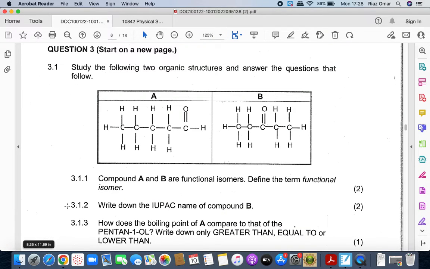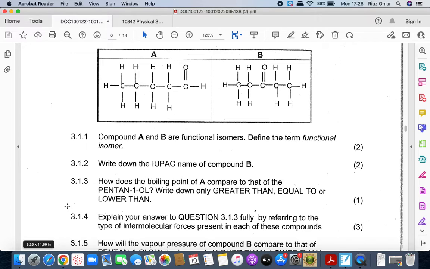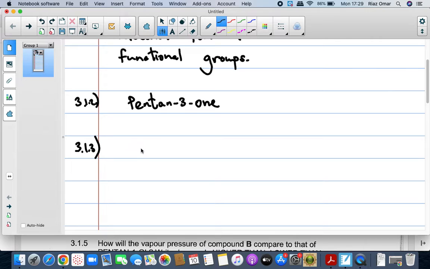The question is, how does the boiling point of A compare to that of pentanol? So what do we know? A is an aldehyde, compared to pentan-1-ol, an alcohol. Alcohols have hydrogen bonding, so alcohols have a higher boiling point than ketones and aldehydes. So the boiling point of A will be lower than pentanol. It's just 1 mark, so the answer for 3.1.3 is: lower than.